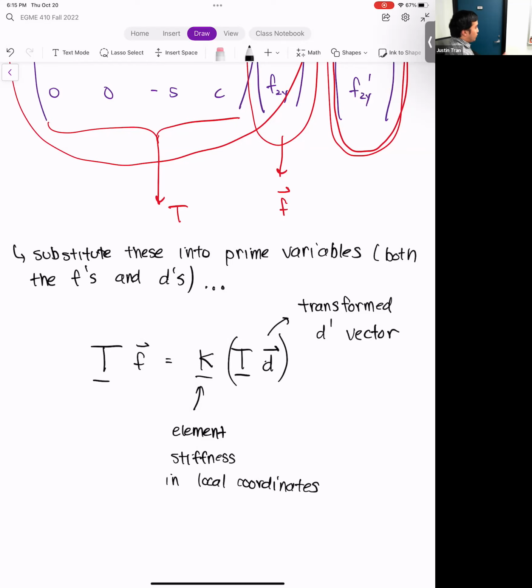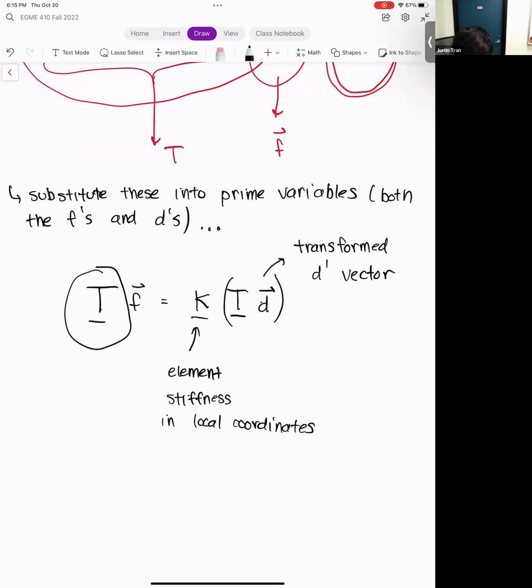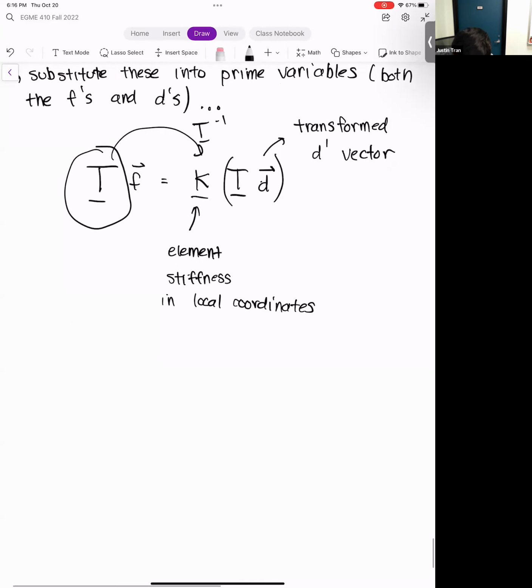Okay, we're almost done, I promise. The last thing we need to do is take this T vector, because it's sitting out there on its own, and move it to this side. The way we do that is we multiply by T inverse. So if we do that, we have F by itself, equals T inverse times K times T, put this all in parentheses, times the D vector.